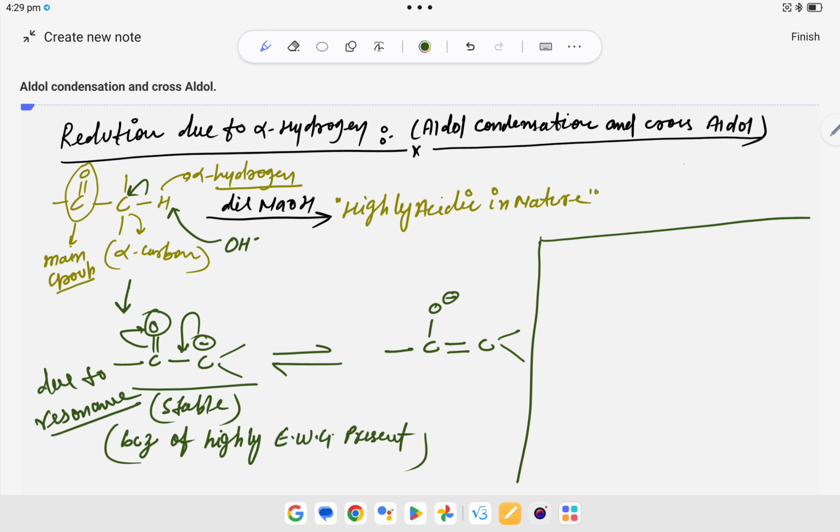Suppose formaldehyde is given, HCHO, with dilute NaOH. Will it show reaction or not? It will not show reaction because no alpha hydrogen is present. Check the structure, H C double bond O H. This is the main functional group, and these are the two hydrogens attached to the main functional group. So here there will be no reaction.